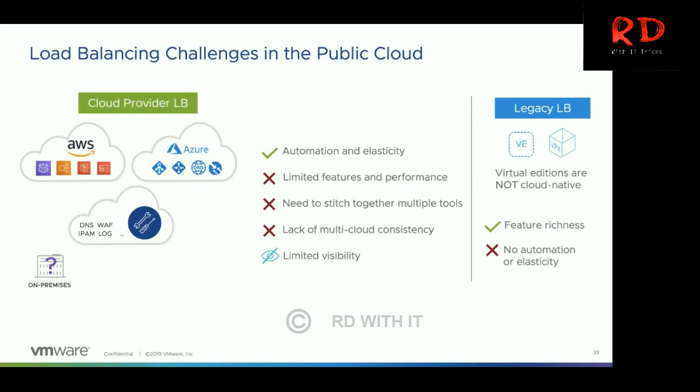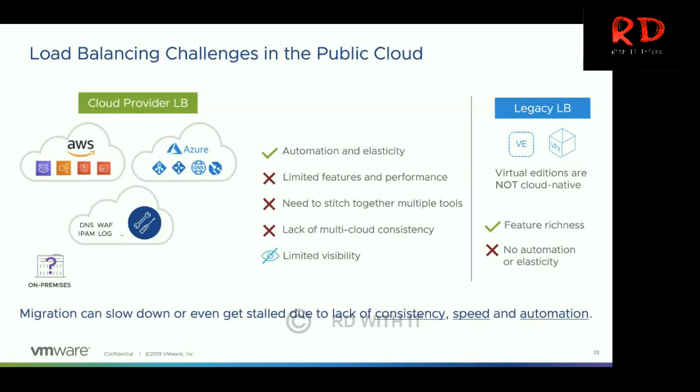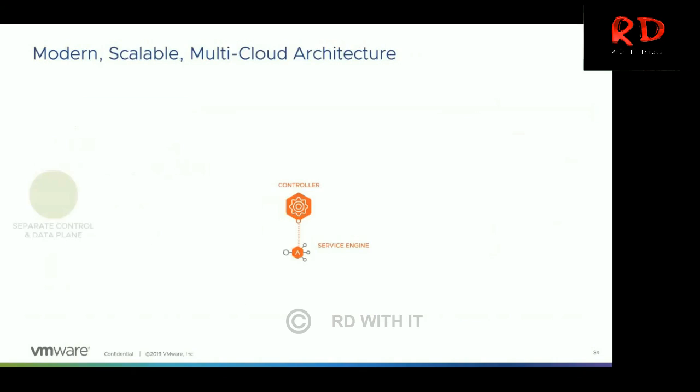If we go and deploy a virtual edition of, say, an F5 on the public cloud, then the features are there, but the automation or the scale is not there. So everything here is kind of mismatched, right? It doesn't make a lot of sense. And that's what we're trying to solve with our software-defined load balancing solution.